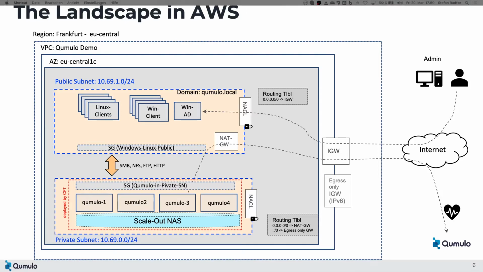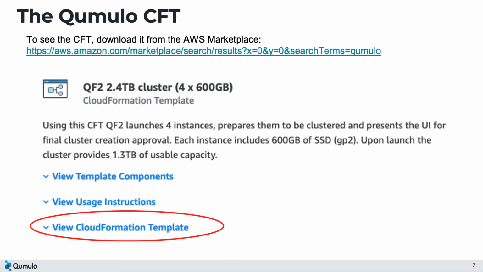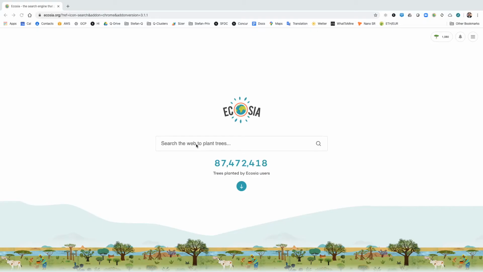Let's have a closer look at the CloudFormation template now, which is being used to deploy the Qumulo cluster in the private subnet. The CFT itself can be downloaded from the AWS Marketplace. So let's see how it works. We go to the AWS Marketplace.